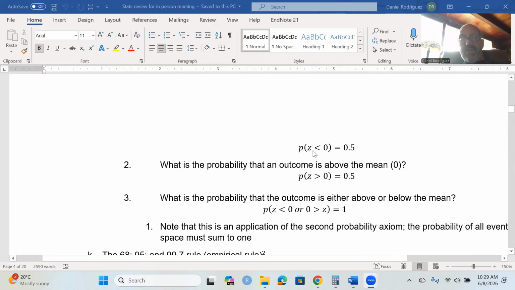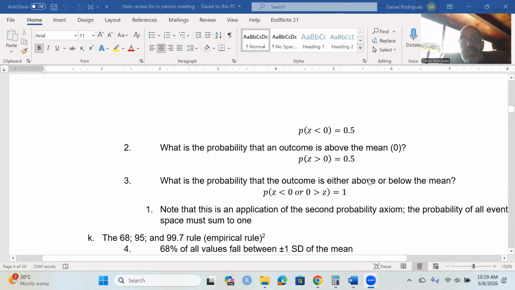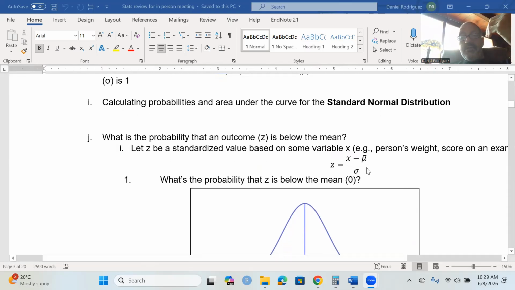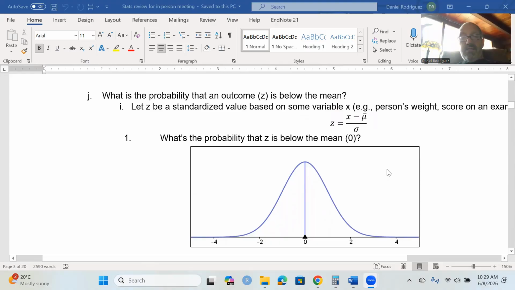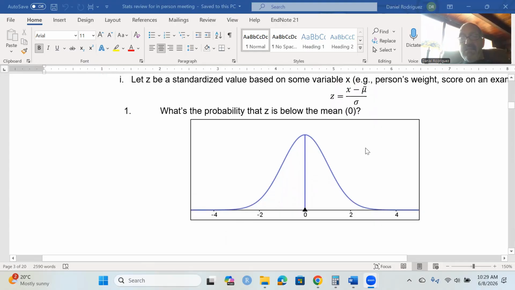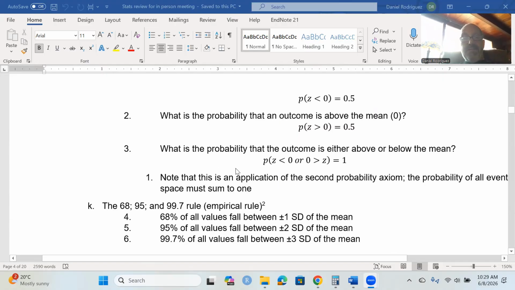So we can say the probability that z is less than 0 is 0.5, and the probability of z being greater than 0 is 0.5. Z in this case is a standardized value, where we take one value, say a person's score, subtract the population mean score from it, and divide it by the standard deviation. What we're doing here is removing the natural scale of whatever the variable is and putting it on this standardized scale that goes in standard deviations from the mean.